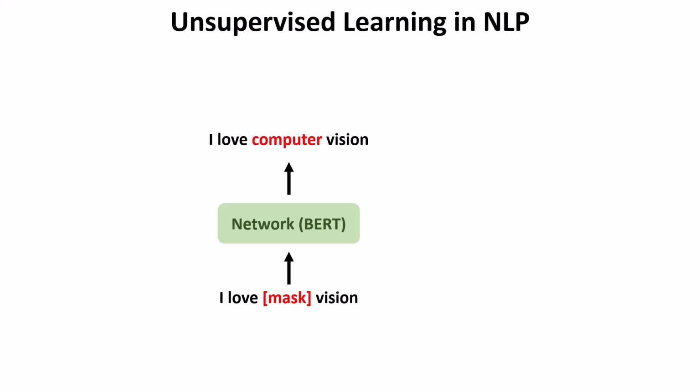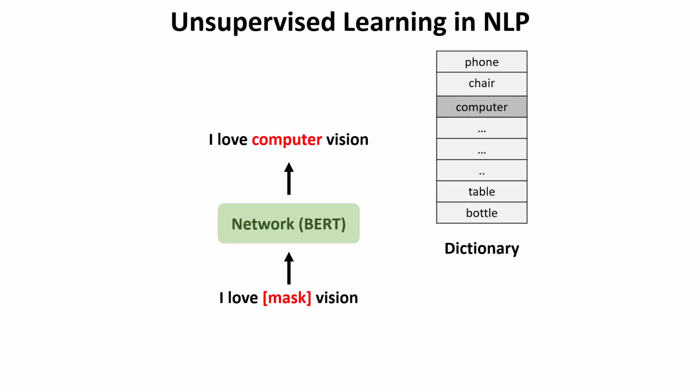So one way of looking at this problem is that we have a dictionary of all the possible words that we can replace with the mask token, and our neural network is responsible for finding the correct key, in this case computer, and applying some loss function between the query, our mask token, and the corresponding key in this dictionary.